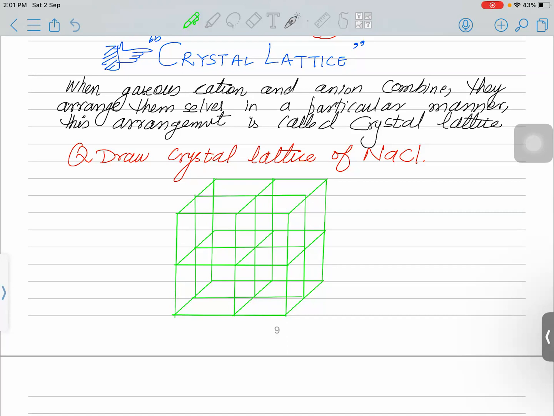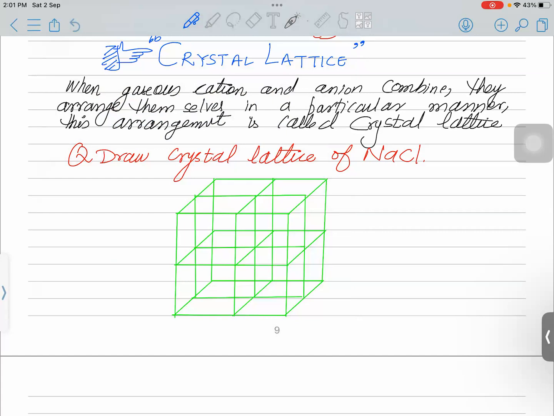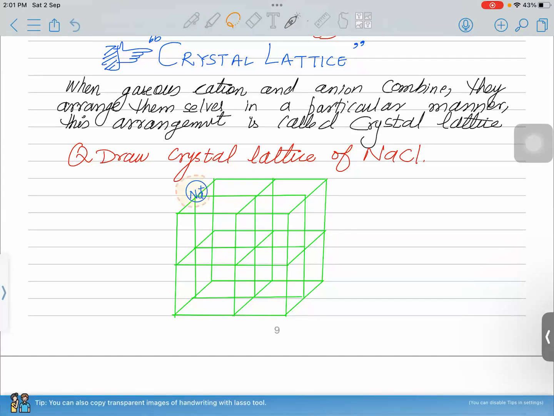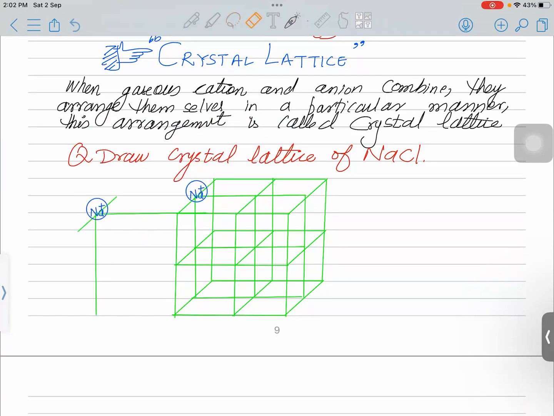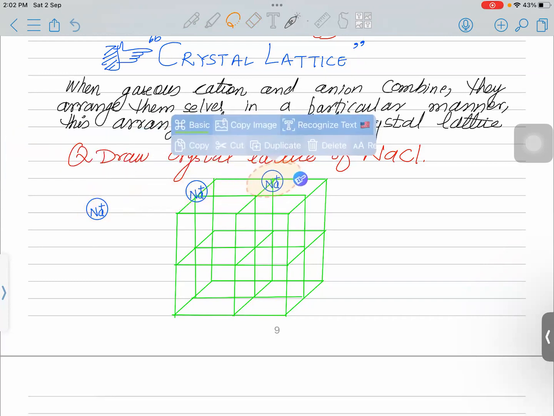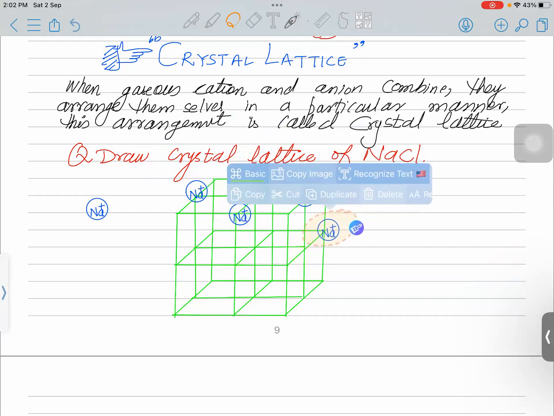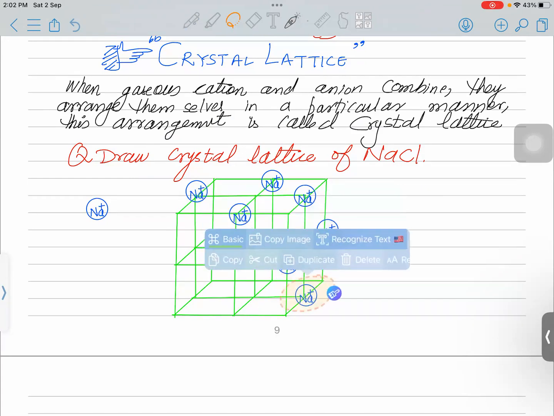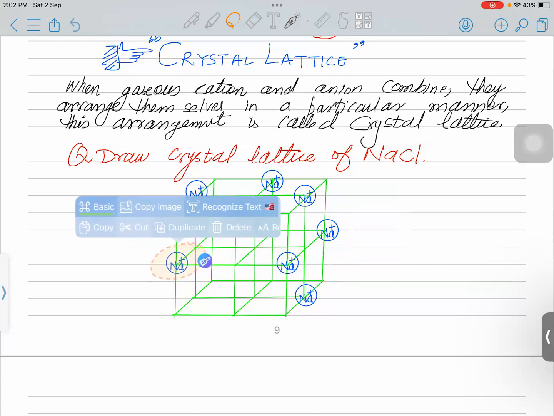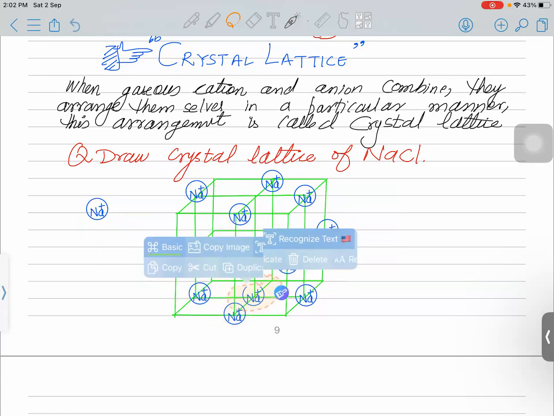Now place sodium and chlorine. Let's suppose this is sodium positive. Now place this sodium here, and here, and here, and here.